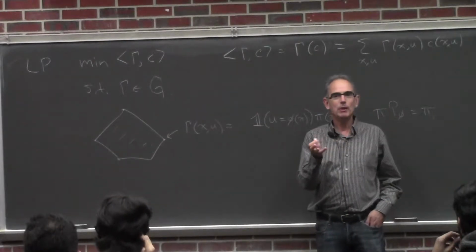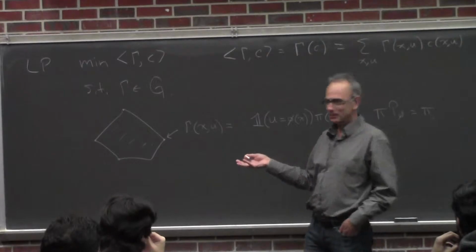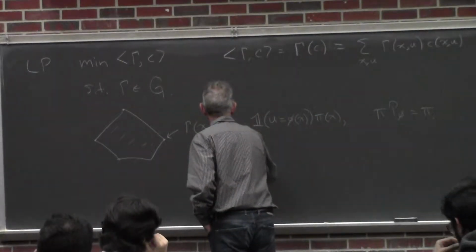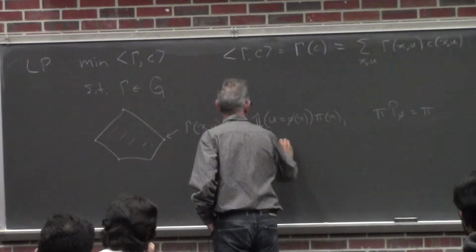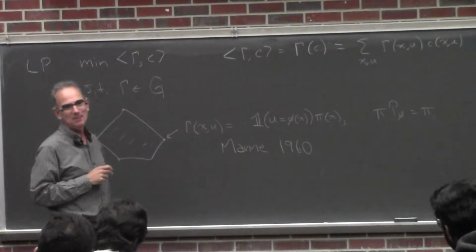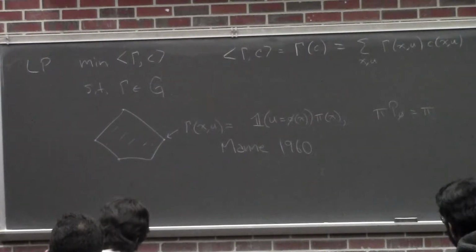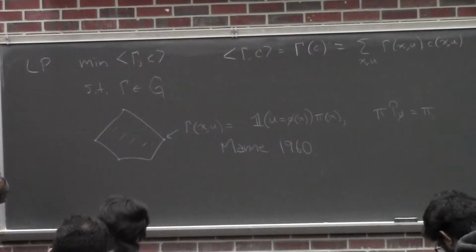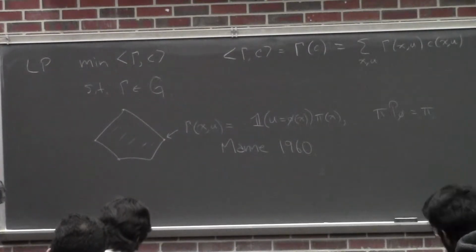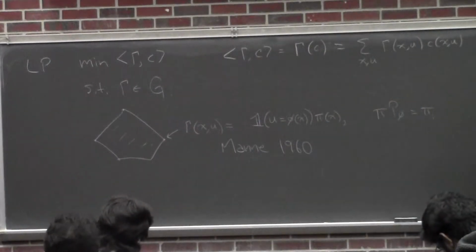And I feel bad, sometimes I forget about history. I should tell you, this is Mann in 1960. Probably really due to Bellman, but anyway. Around the time when all this great stuff was happening in the 50s, Bellman was creating all of this. Now, suppose I tried to slip in that you can add additional constraints.